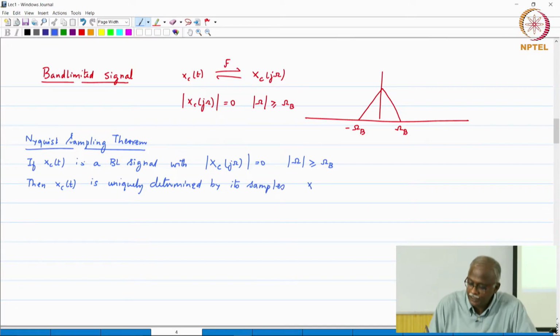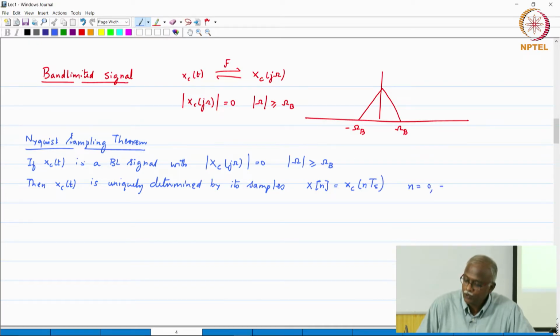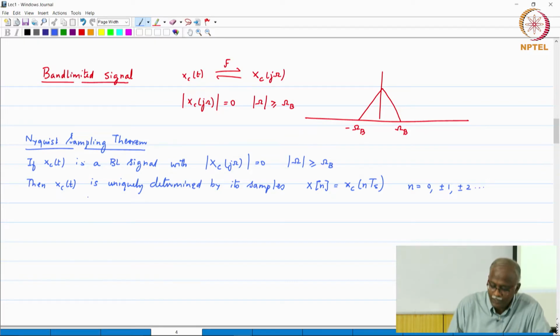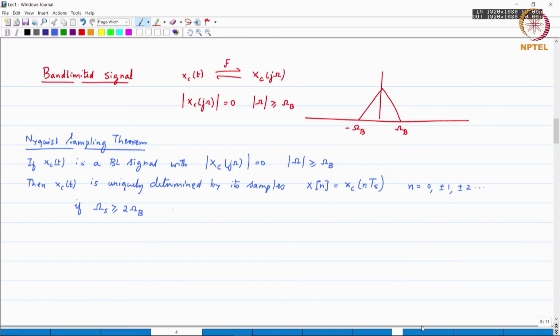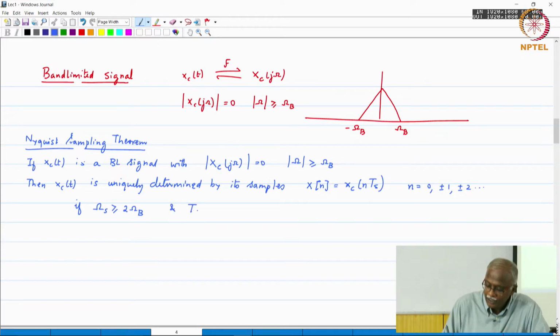as we have seen in the earlier figure, where x of n is samples of the continuous time signal sampled at Ts, n equal to 0, plus minus 1, plus minus 2. Basically, you take all the available samples under the condition that omega s is greater than or equal to 2 times omega b, where omega s is the sampling frequency, and that gives us the sampling period Ts equal to 2 pi by omega s.